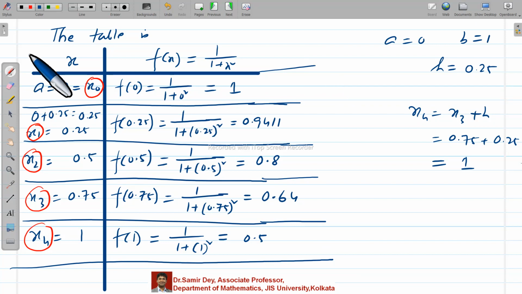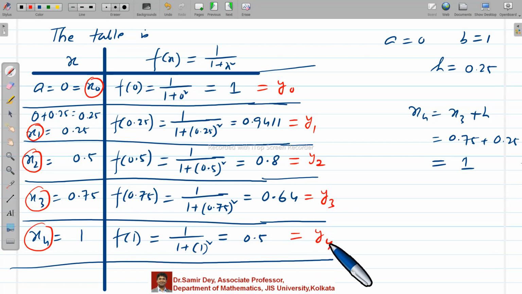Okay, now you need to write this. The first one is y0, second one is y1, third one is y2, fourth one is y3, and fifth one is y4. So already you know from the formula, y0, y1, y2 and so on, these are all important.